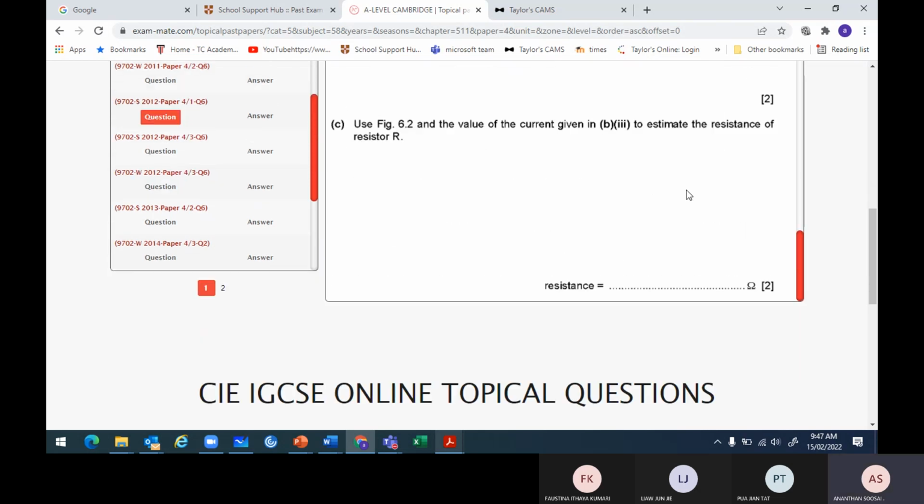Okay, then finally, the value of current is given to estimate the resistance of the resistor. So how do you find this?